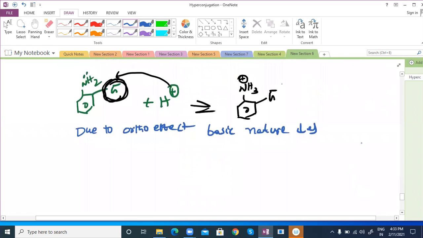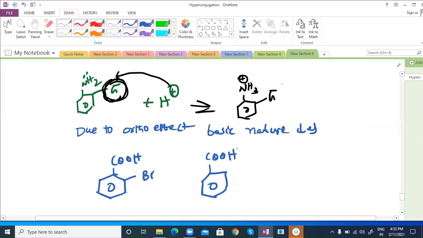Now we'll discuss one example. You can see here, first for understanding purpose, I am giving here COOH, then bromine. This is COOH. Which is more acidic character? That's what I'm going to discuss here.